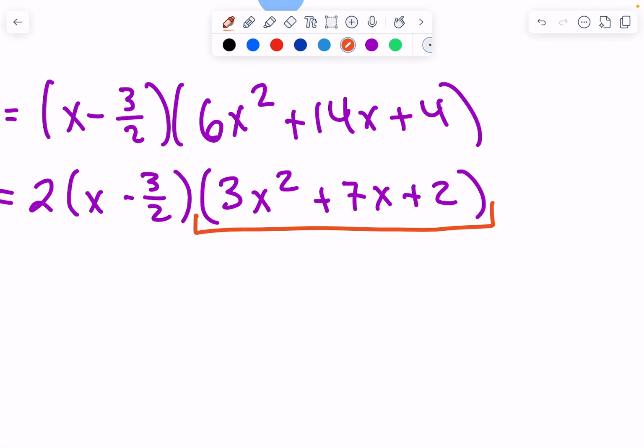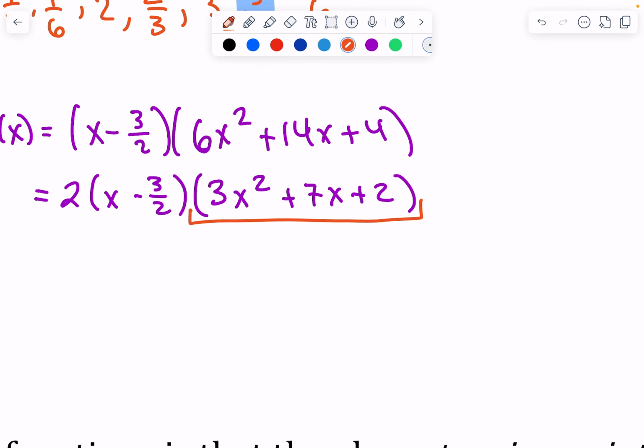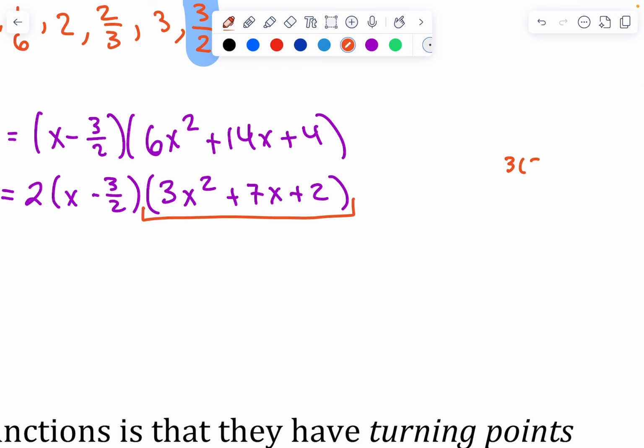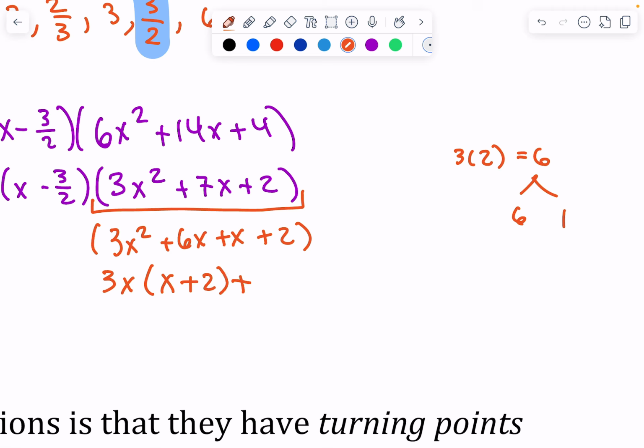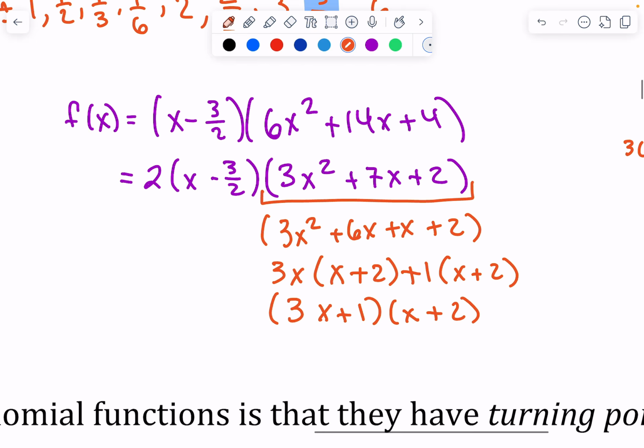Since the a value is not 1, it's 3, I'm going to have to use the AC method. So if you remember, I start by multiplying 3 times 2, which is 6. And I think of numbers that multiply to 6 but add to 7, so 6 and 1. So this is going to become 3x squared plus 6x plus x plus 2. And then we factor by grouping. So I'm going to pull out 3x, x plus 2, pull out a 1, x plus 2. So now it's 3x plus 1 times x plus 2. And we have to remember to bring this down.